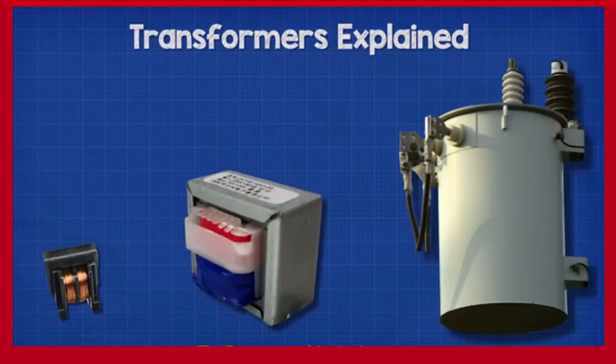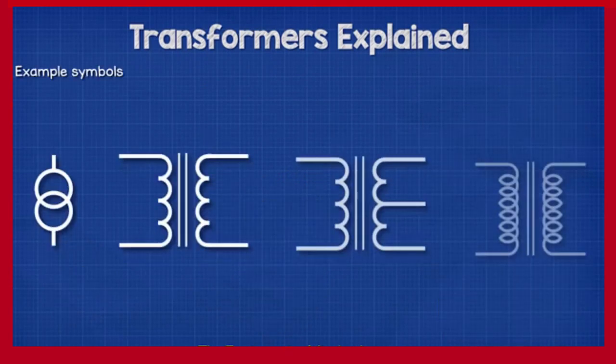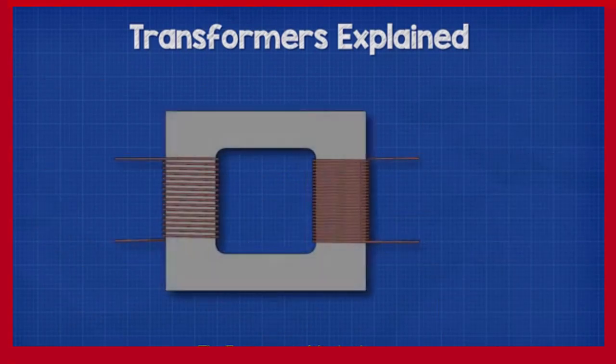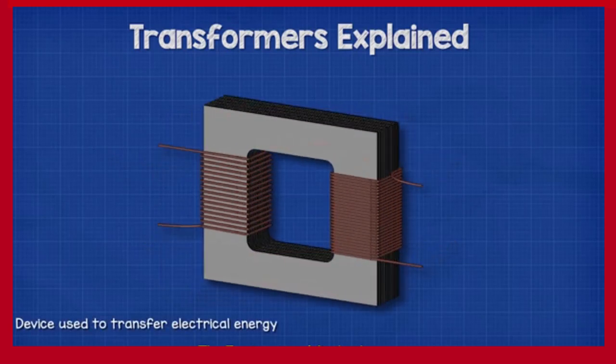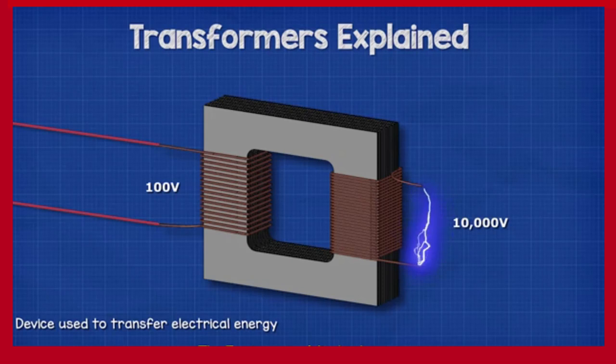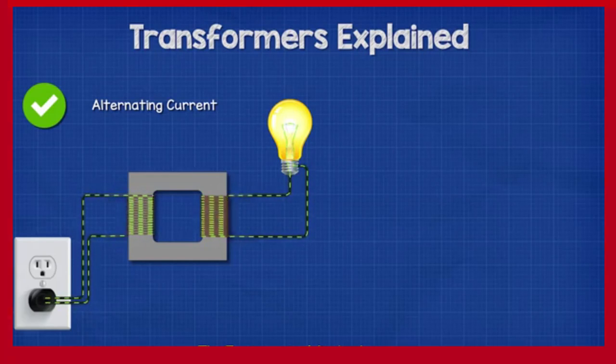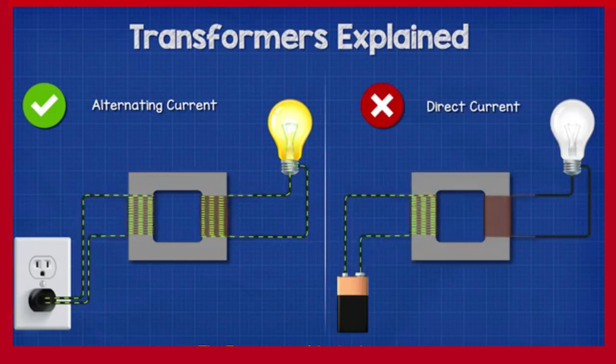Transformers look something like this. We find them illustrated with symbols like these in electrical drawings. Transformers are simply a device used to transfer electrical energy. It can change the voltage and current in the process, which is very useful. However, they only work with alternating current. They do not work with direct current.